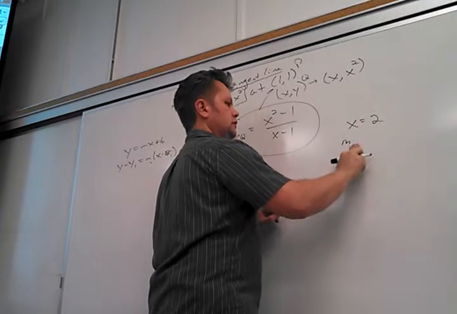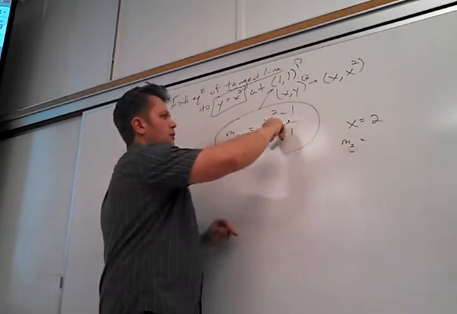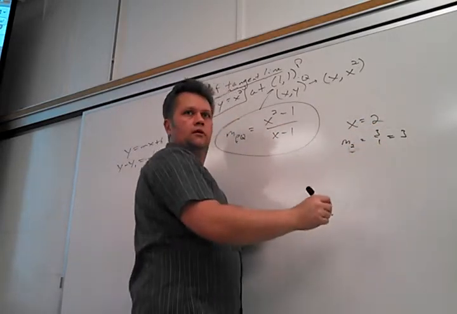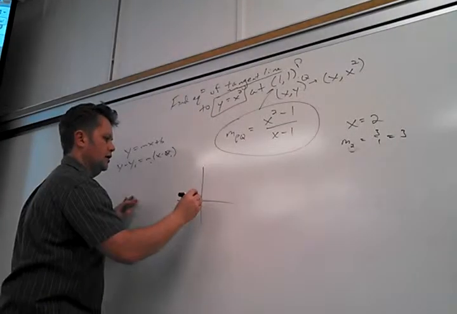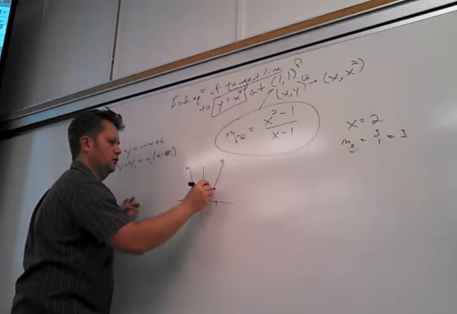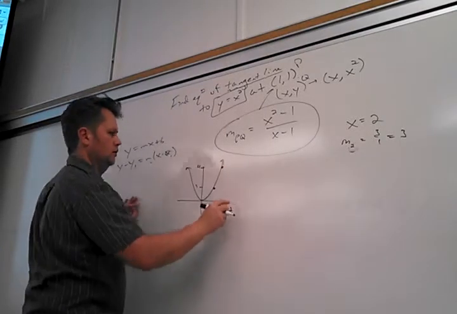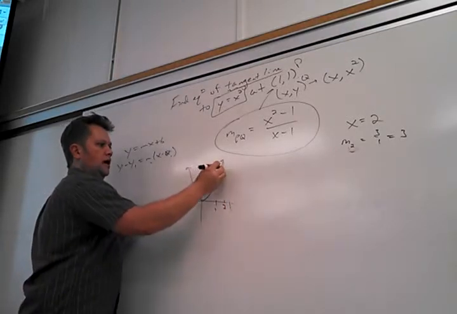Well, let's just say m2. Yeah, so it'll be 3 over 1, so it'll be 3. So then what we do is we step a little closer. We really want to know what's going on at 1, 1, but we start at 2, 4. That's horrible. That's too bad. And then we step a little closer.